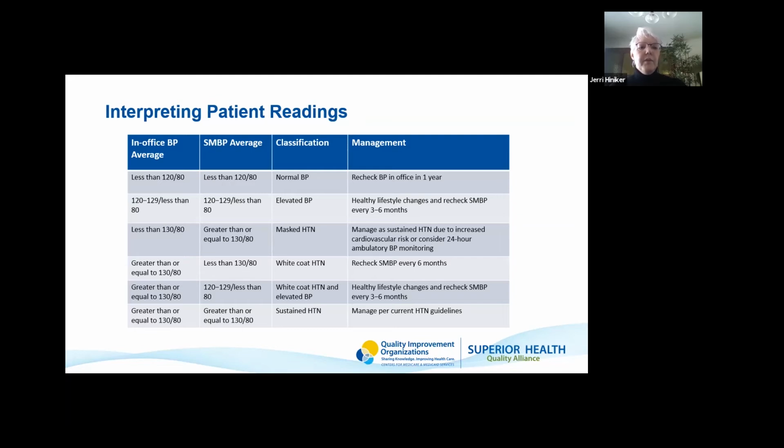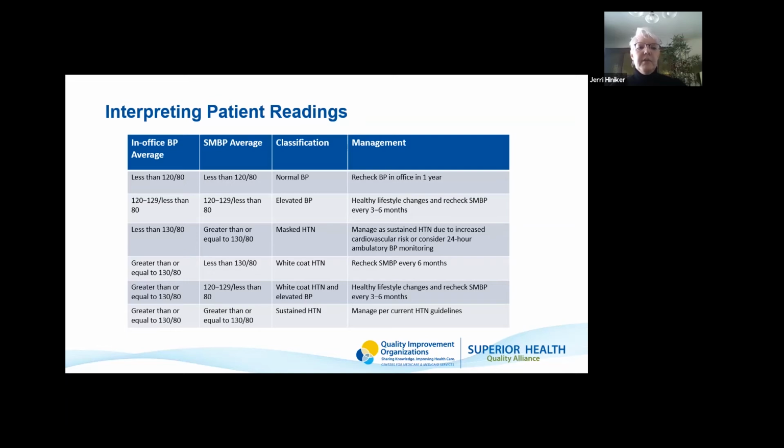If it's less than 130/80, this could be hypertension that they might be hypertensive, but maybe it's just not showing up. You want to manage hypertension. You want to make sure they're managing their hypertension because they are at increased risk for cardiovascular disease.